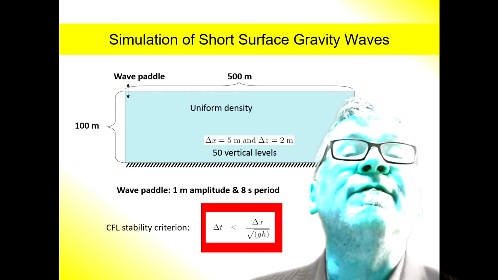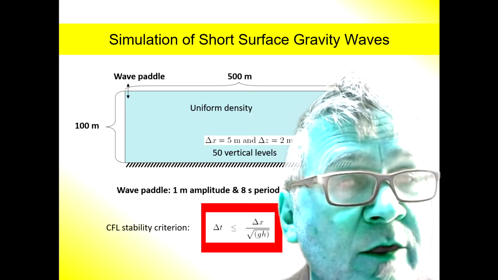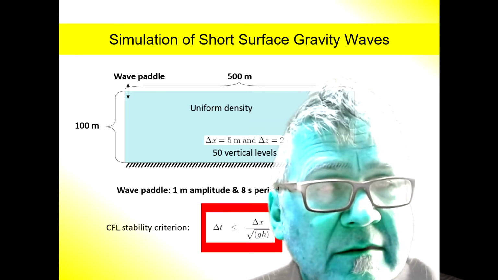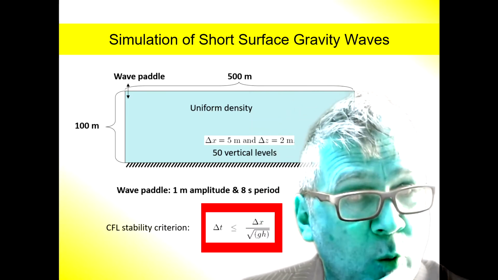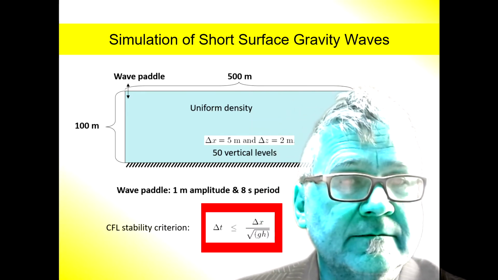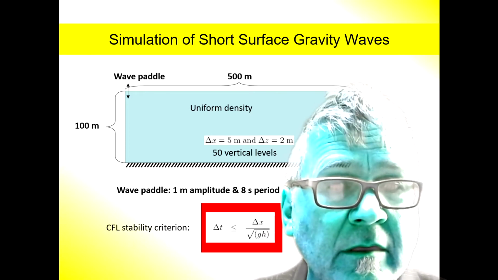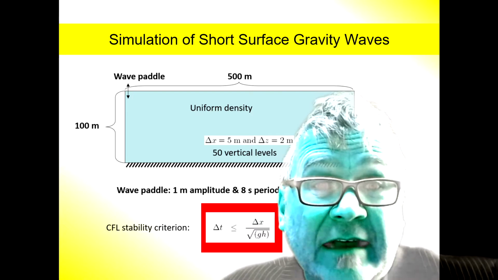And that's totally different to the shallow water equation, where you only had one layer, essentially only one grid cell, if you like. Here we have 50 vertical grid points stacked on top of each other.